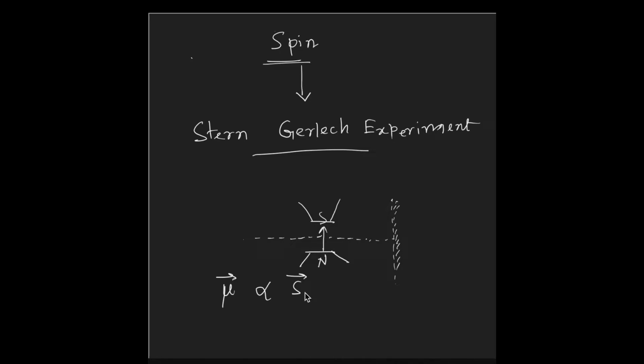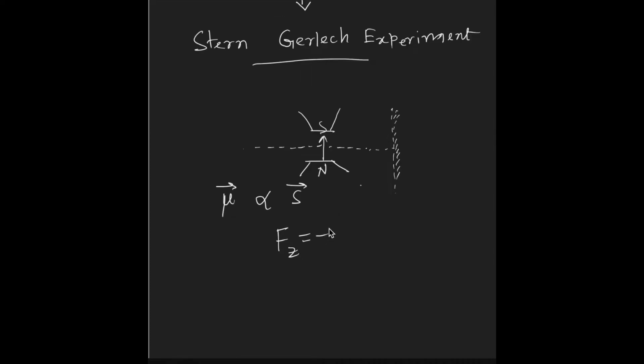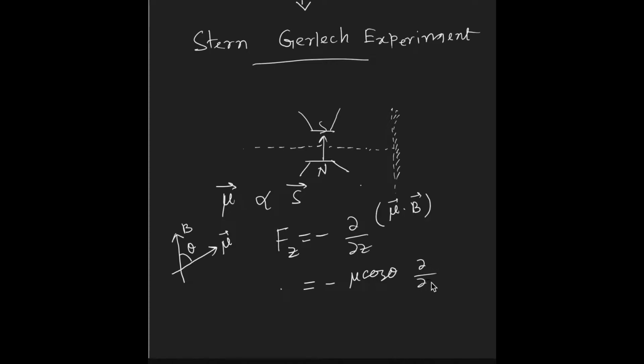Now if it has some magnetic moment mu, then what amount of force will act on the Ag atom? That will be Fz equal to minus del z of mu dot B. Here B is in the z direction, we assume, and mu is in a direction where the angle will be theta. Then it is mu cos theta into del z of Bz.